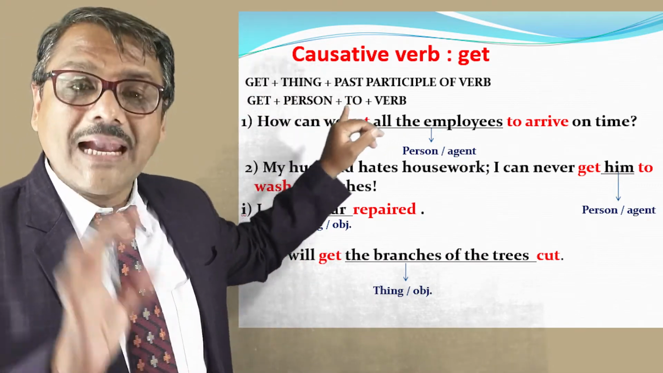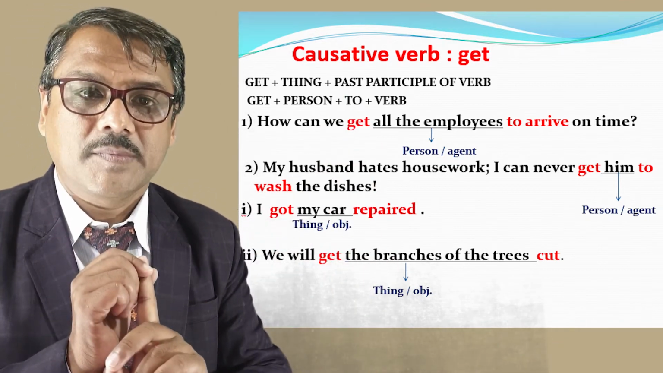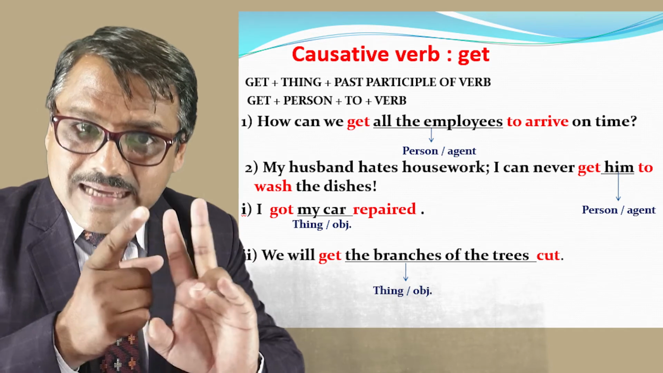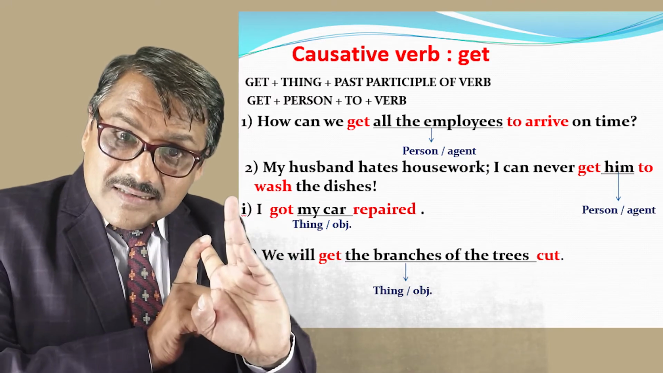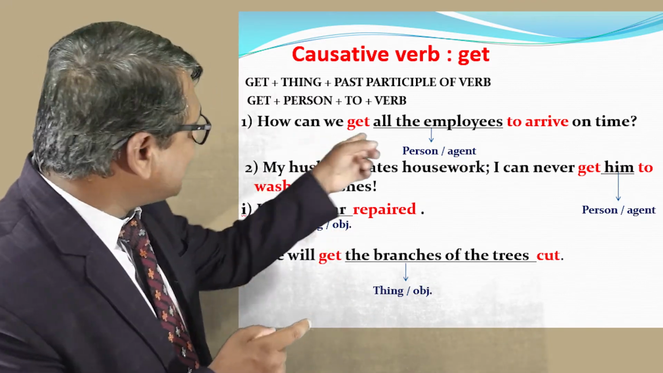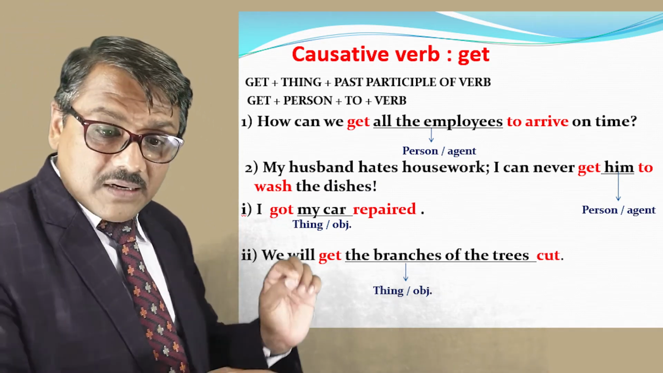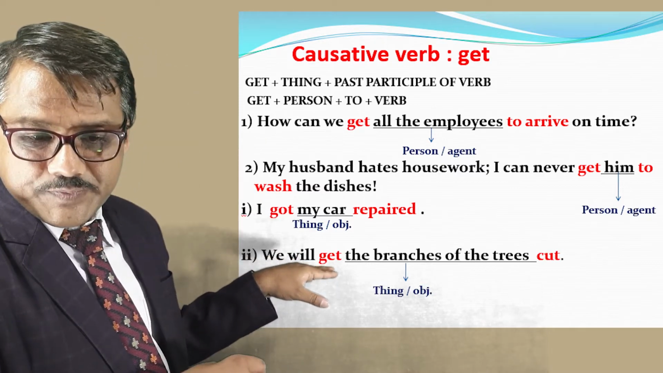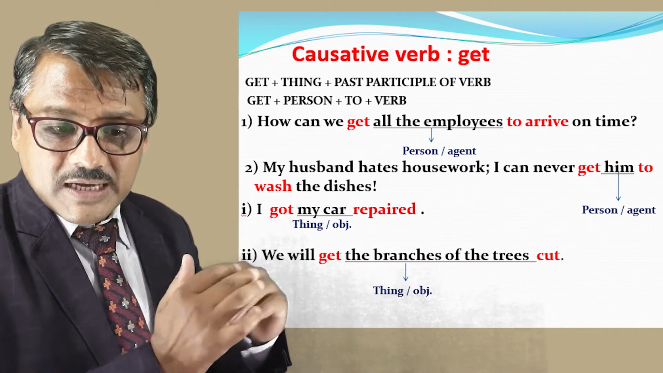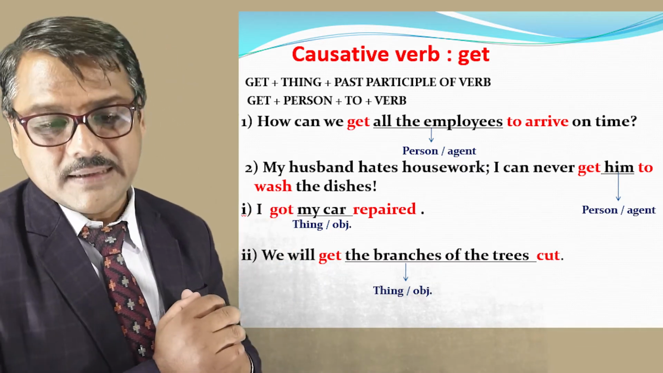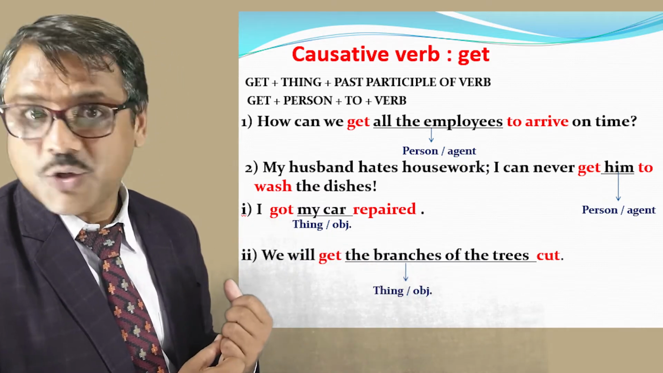Get thing, in other words, object. Get object plus PP, that means V3, third form of the verb. And the second structure, get agent to infinitive. Compare the sentences in point 1 and point 2. The first and second sentences have used different structures. In the first, I got my car repaired. My car is the thing or object, and repaired is the PP, third form of the verb.